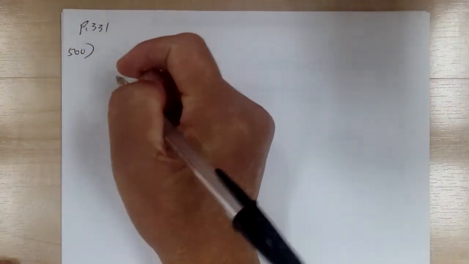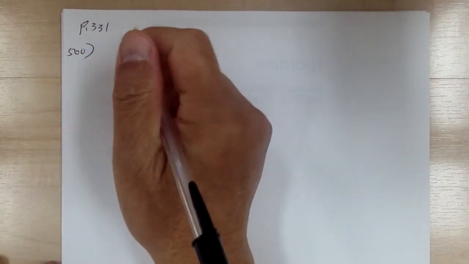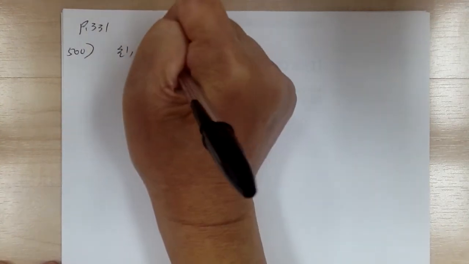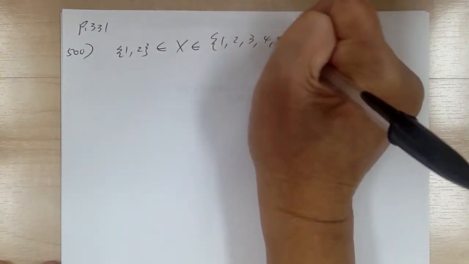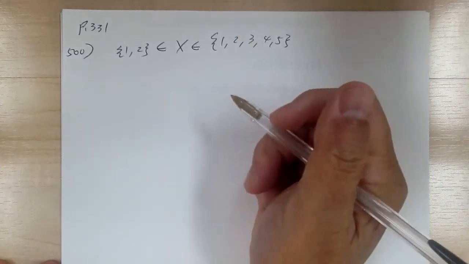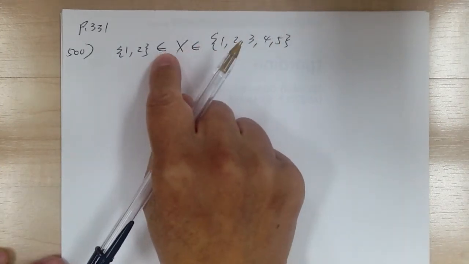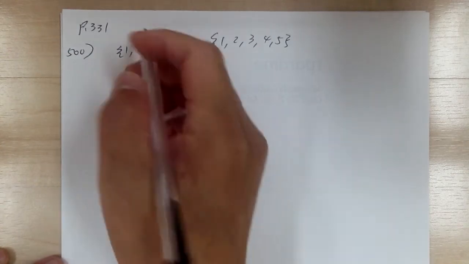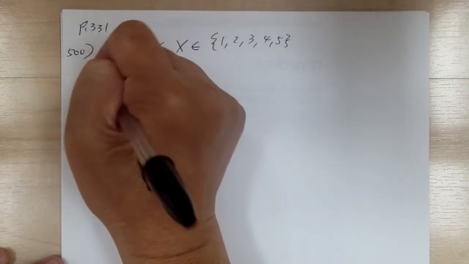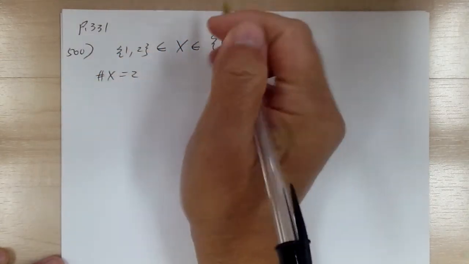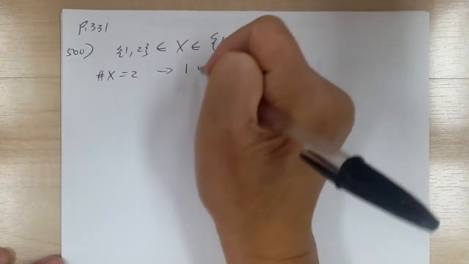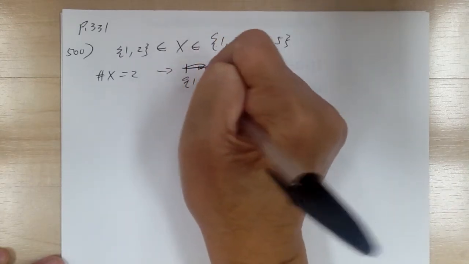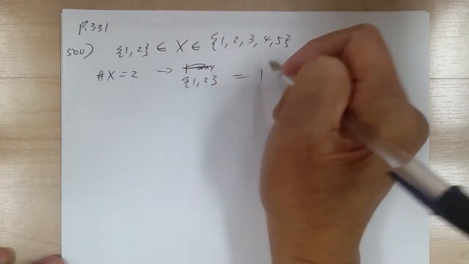Let's go to page 331 and start with number 500. It says find the number of solutions to the set {1, 2} is a subset of X, which is a subset of {1, 2, 3, 4, 5}. So this means X can be less than or equal to that. If X has 2 elements, there's only one way, which means {1, 2}. So that equals one way.